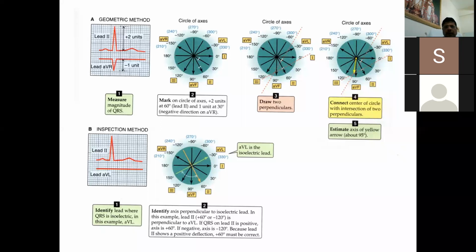Now, how to calculate the electrical axis of the heart? To calculate the electrical axis of the heart, many methods are there. But the method which I felt was the simplest one was what I read in one book called Borom. In this book, he gives two methods for us to estimate the electrical axis of the heart.